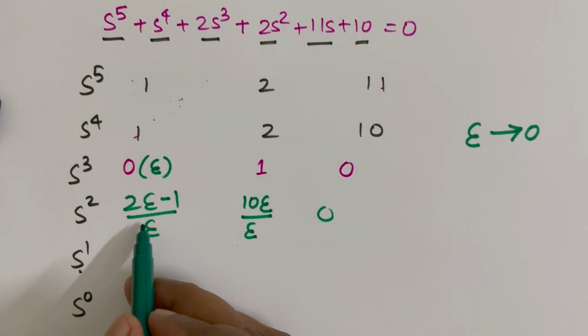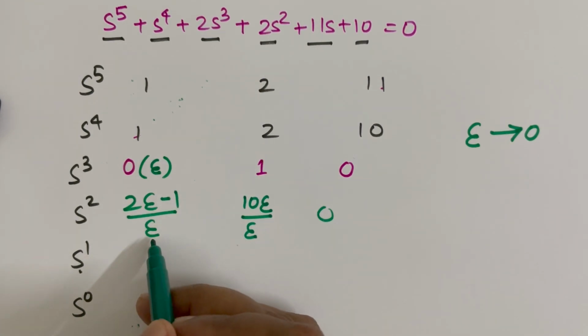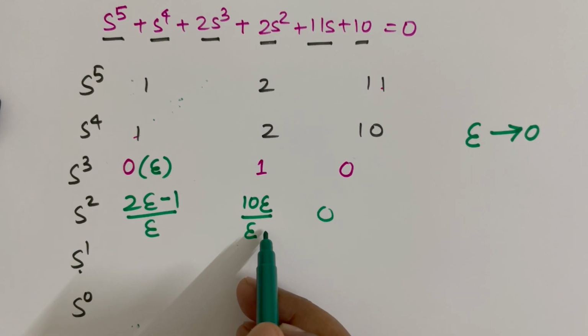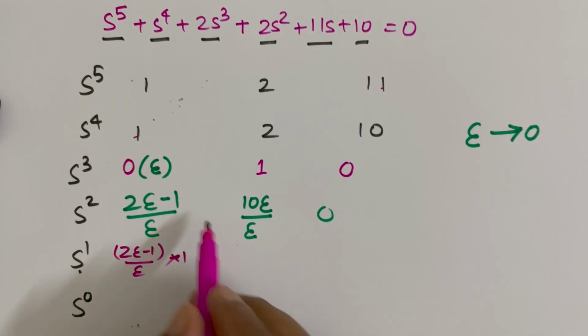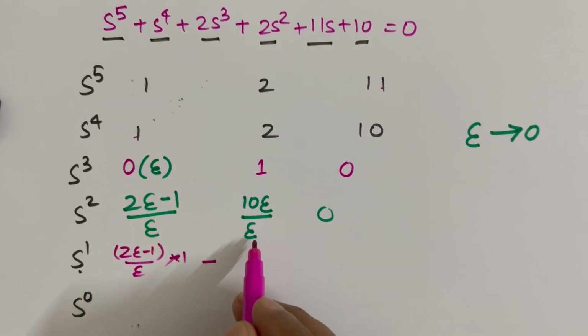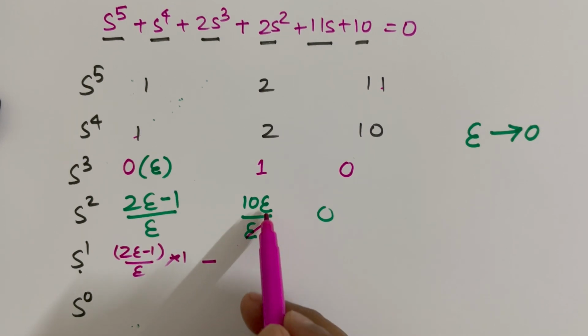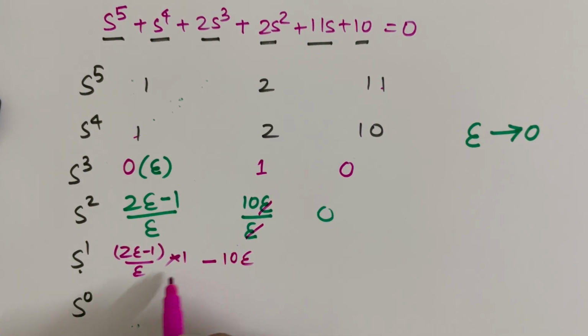Now from here we'll take this one, 2 epsilon minus 1 divided by epsilon into 1, and then we will multiply with this and divide by this. So we can write that as 2 epsilon minus 1 divided by epsilon multiplied by 1, then minus epsilon, 10 epsilon by epsilon. Epsilon and epsilon cancel, so it is 10. So 10 epsilon divided by this 2 epsilon minus 1 by epsilon. So this is a large number.